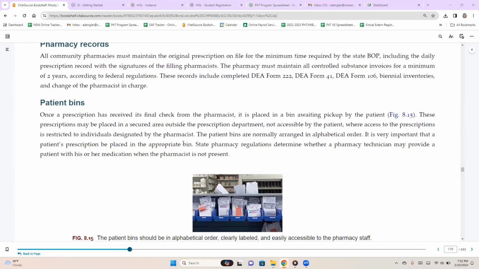Once a prescription has received its final check from the pharmacist, it is placed in a bin awaiting pickup by the patient. These prescriptions may be placed in a secure area outside the prescription department, not accessible to the patient, where access to the prescriptions is restricted to individuals designated by the pharmacist. The patient bins are normally arranged in alphabetical order, and it is very important that a patient's prescription be placed in the appropriate bin.